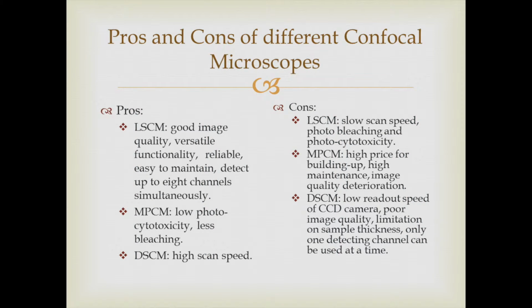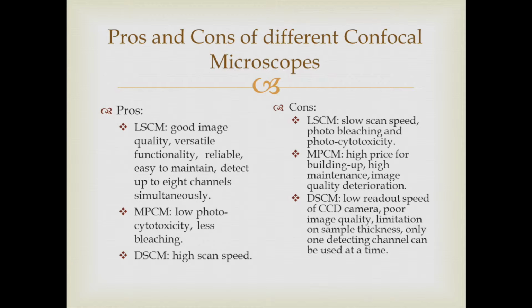Now we will study the pros and cons of different confocal microscopes. As seen on here, there are a lot of advantages of using laser scanning, disc scanning, and multiphoton confocal microscopes. The laser scanning microscope gives excellent image quality, is reliable, easy to maintain, has high readout speed, and has versatile functionality in the sense that it contains 6 visible laser channels, 1 UV laser channel, and 2 infrared laser channels, and thus we can detect up to 8 channels simultaneously.